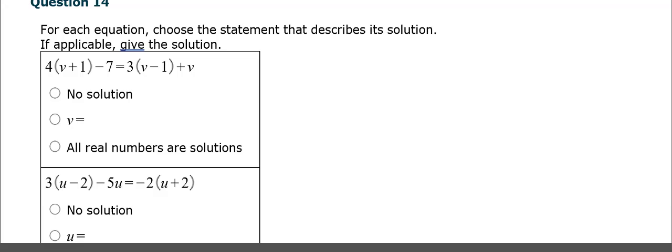For each equation, choose the statement that describes its solution. If applicable, give the solution. So let's look at the first one. We have 4 times the quantity v plus 1 minus 7 equaling 3 times the quantity v minus 1 plus v. So as we did before, we work one side at a time.